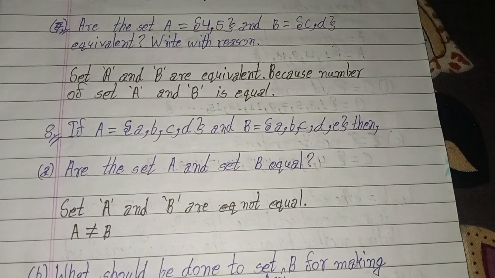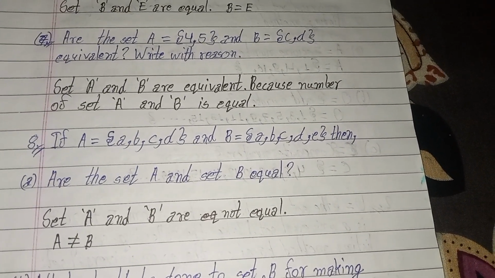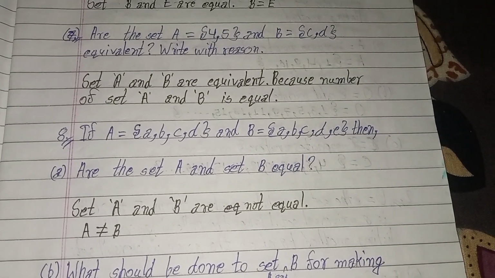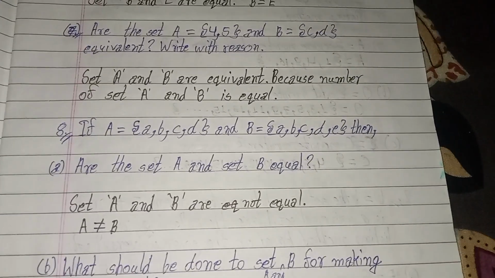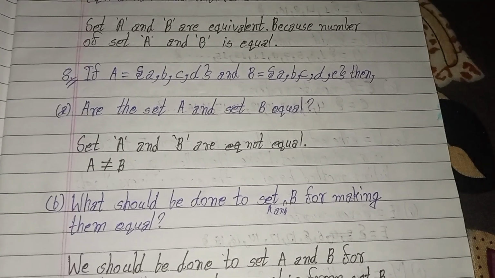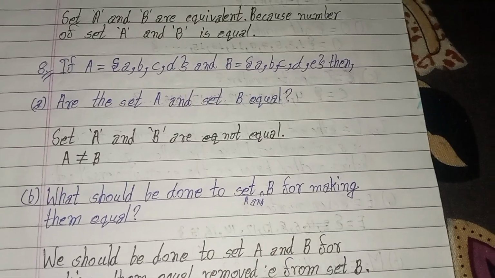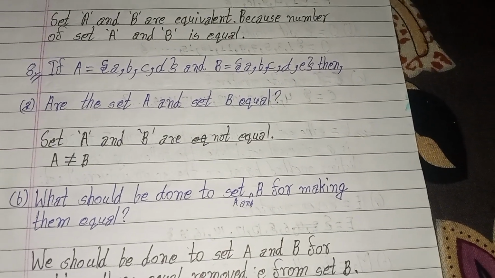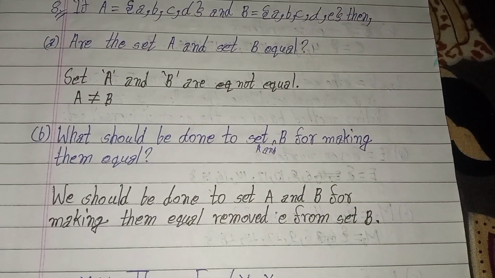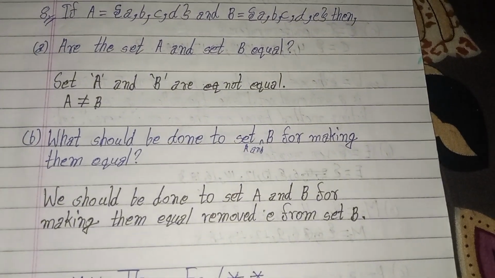Question eight. If A equals A, B, C, D and B equals A, B, C, D, E, then A: are sets A and B equal? Sets A and B are not equal. B: What should we do to sets A and B to make them equal? Remove the E from set B.